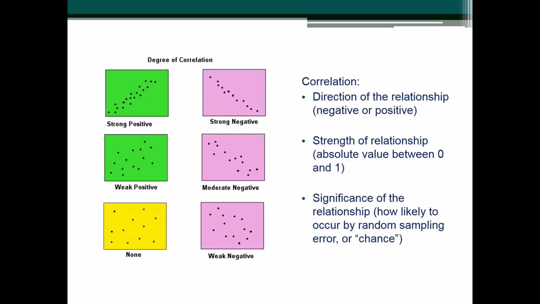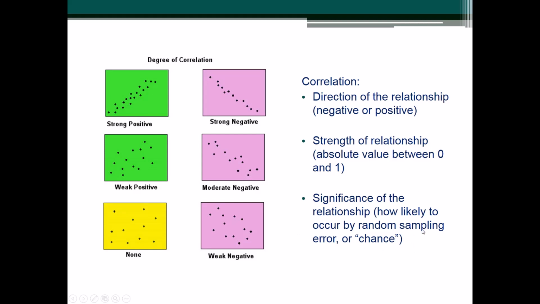And then we've also got the significance of that relationship. We'll talk more about this later in the module, but a significance level essentially refers to how likely it is that any apparent relationship was just due to random sampling error or just due to chance. So it might appear to be a relationship, but how likely is it that that relationship just occurred due to chance, or just occurred based on the data that we collected? So a significance level is a probability that indicates how likely it is that that relationship is just due to chance.